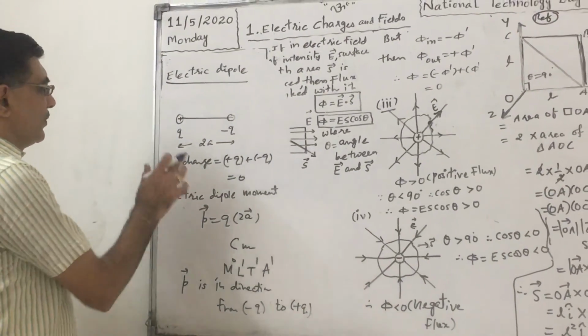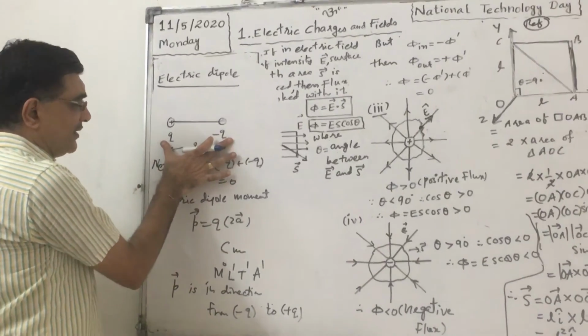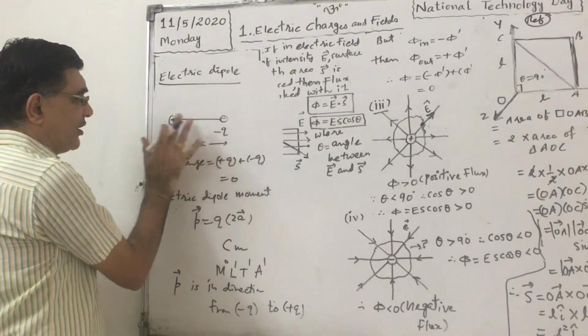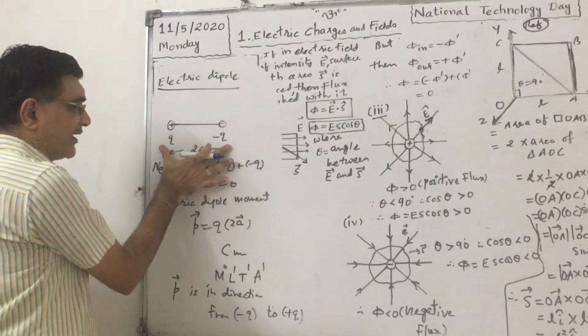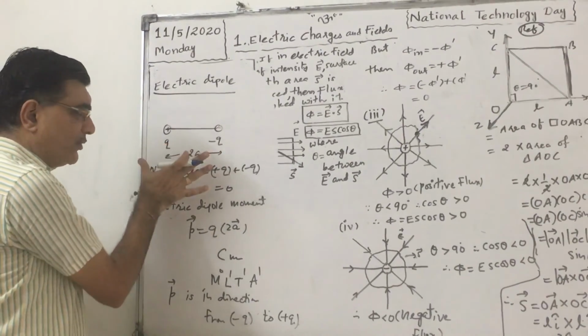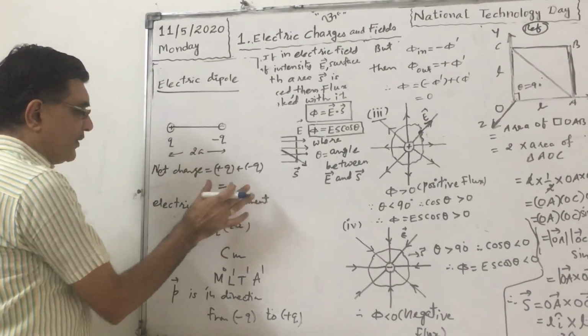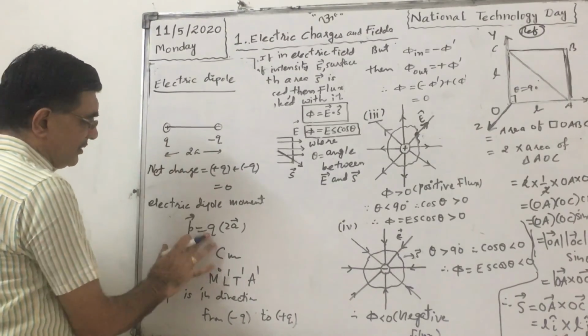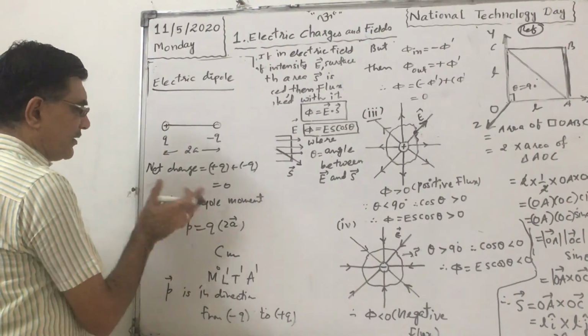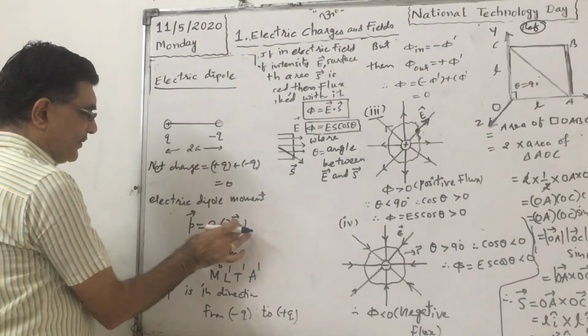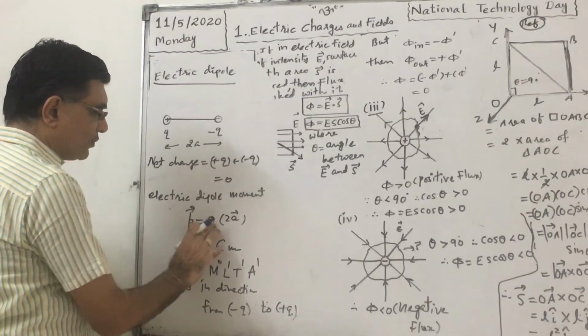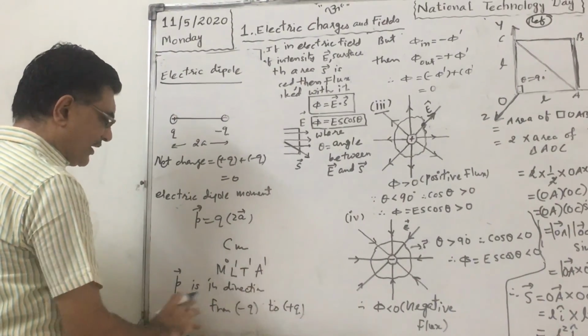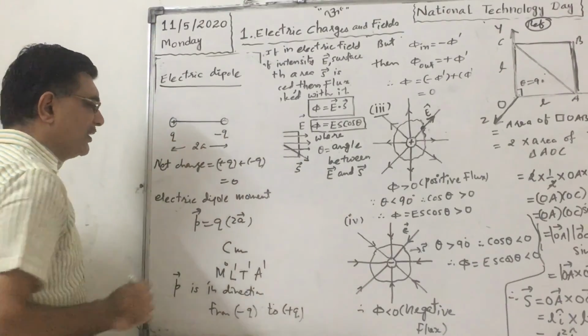So two equal and opposite charges placed at a finite distance form an electric dipole. The net charge is 0. Any magnitude of charge Q multiplied by the distance is called the electric dipole moment. The unit is coulomb into meter, and its direction is from minus Q to plus Q.